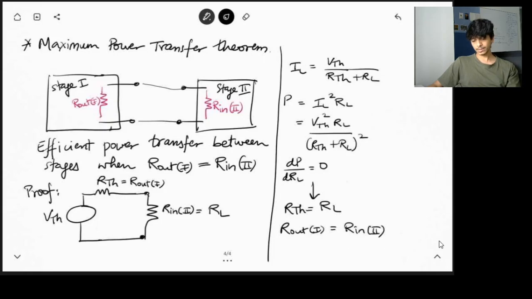So in this chapter or in this module, we have looked at 5 theorems: Thevenin's theorem, Norton's theorem, superposition theorem, reciprocity theorem, and the maximum power transfer theorem. And we will use these theorems in doing some of the analyses that we are going to be doing throughout the rest of this course.